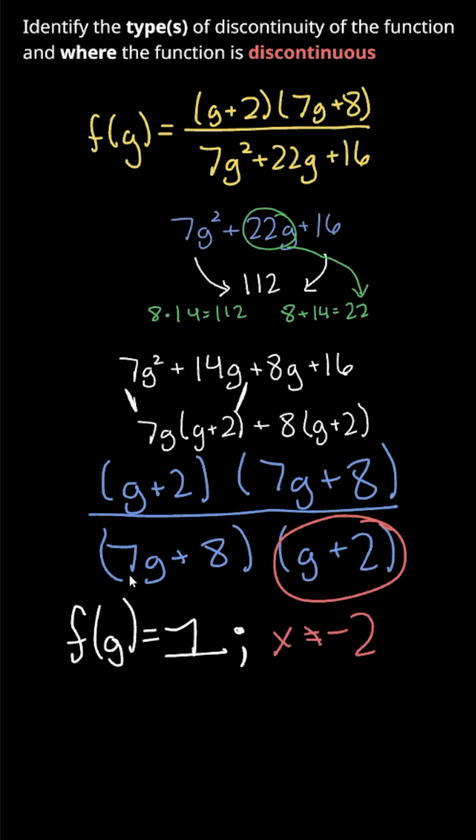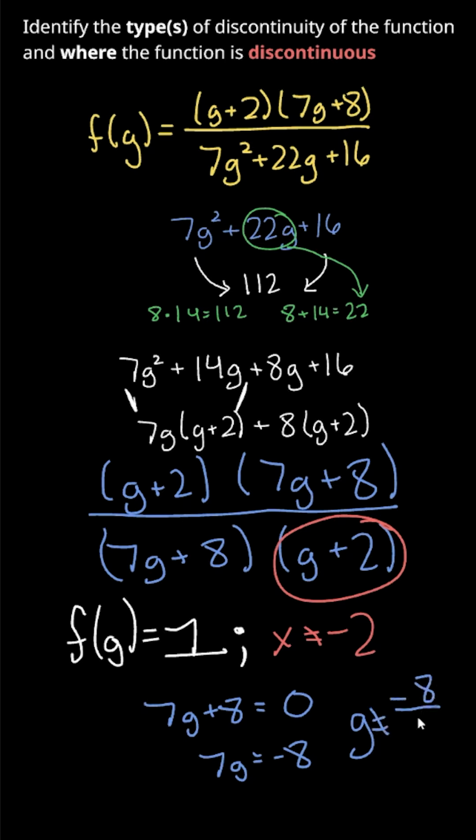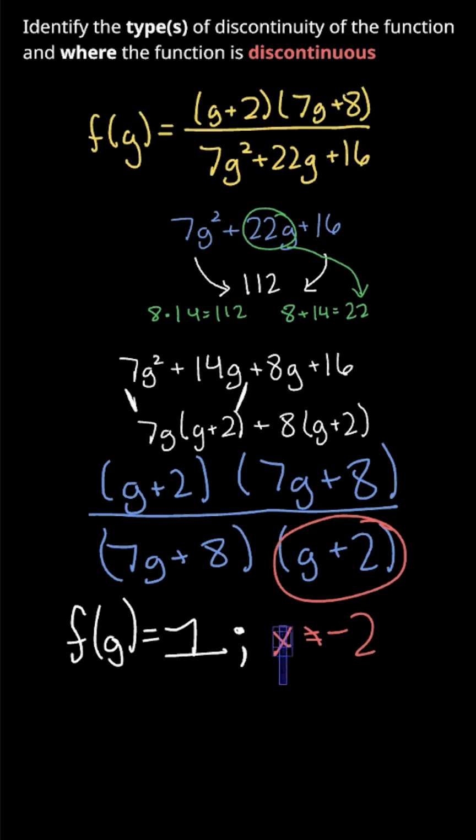And how about 7g plus 8? If we set 7g plus 8 equal to 0, that means 7g equals negative 8, and that means g cannot equal negative 8/7 either. Sorry, that says x equals negative 2. So g cannot only not equal 2, it also can't equal negative 8/7.